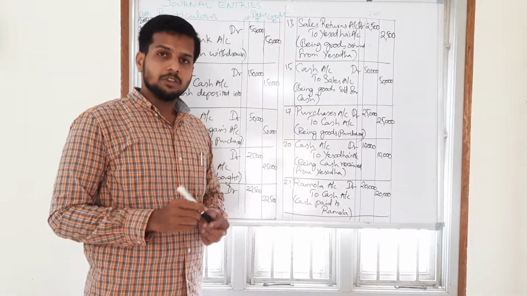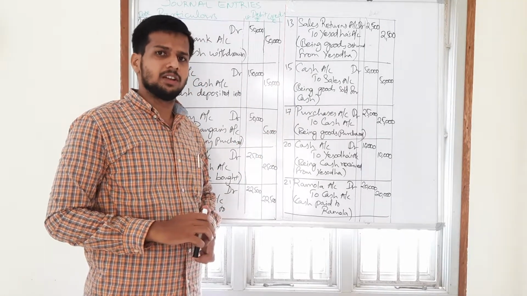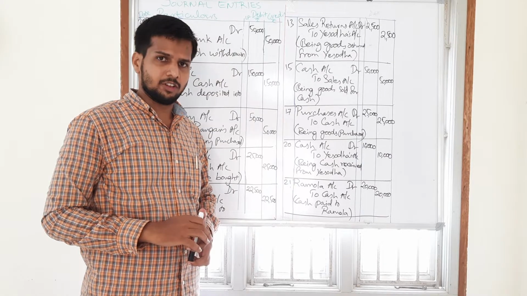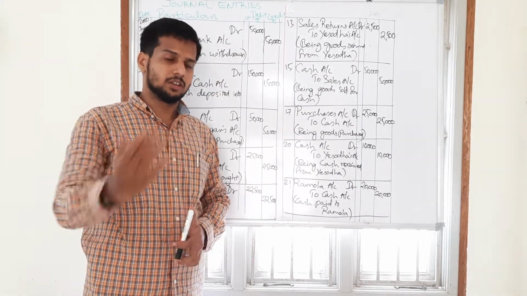So in today's class we discussed the journal entries for 10 business transactions. We shall discuss the rest in the next class. Okay, we shall meet in the next class.